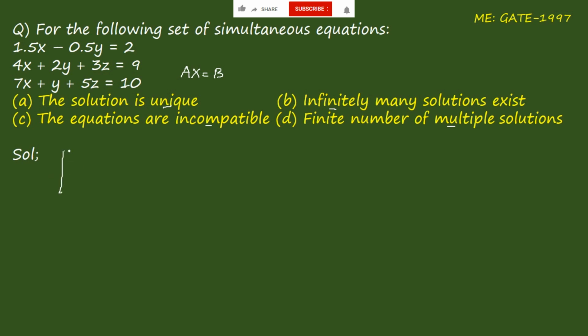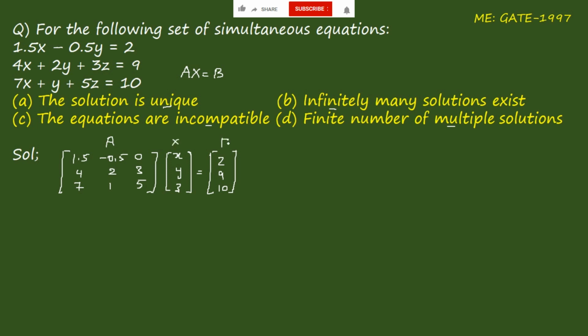Coming to the A matrix, it becomes 1.5, minus 0.5, 0, and 4, 2, 3, and 7, 1 and 5. And coming to the X matrix, it is given as X, Y and Z. Now coming to the B matrix, it is given as 2, 9 and 10. This is the A matrix, this is the X matrix, this is the B matrix.